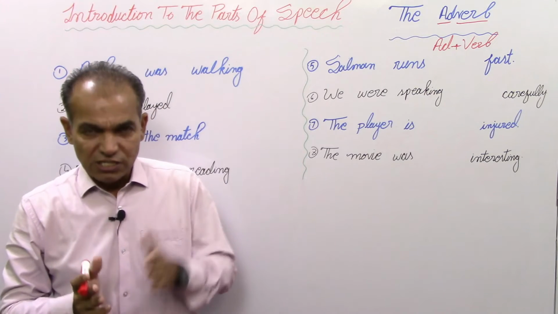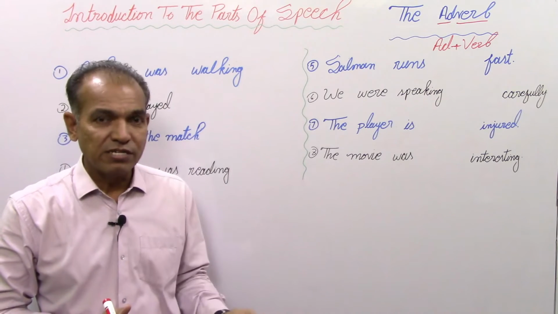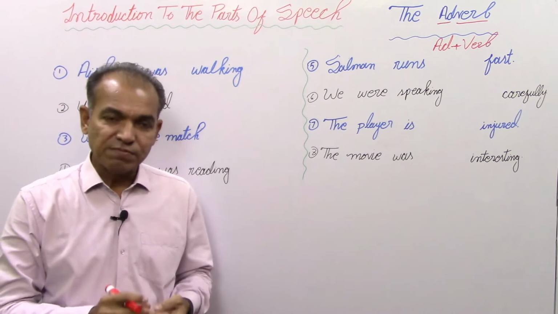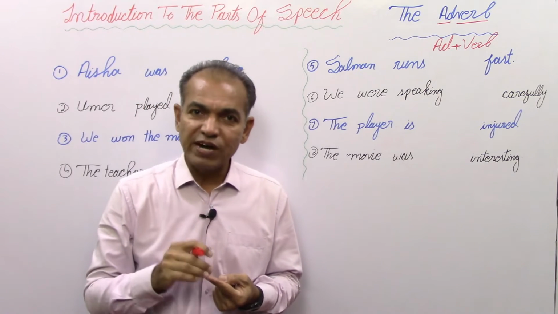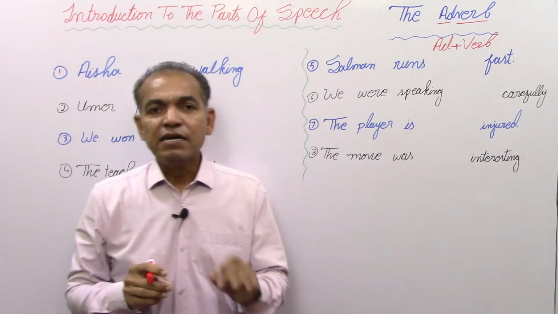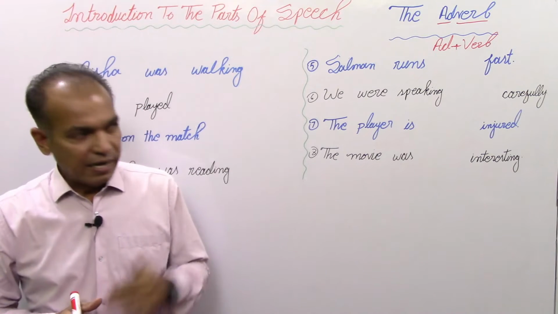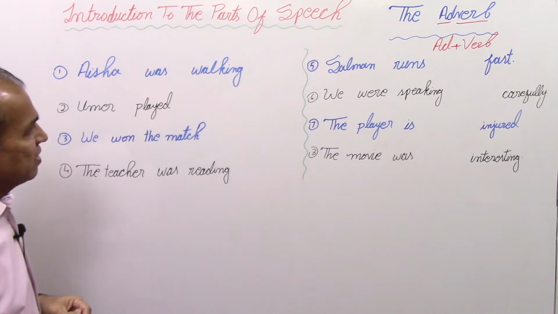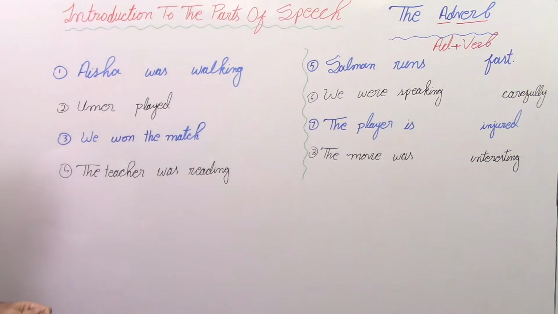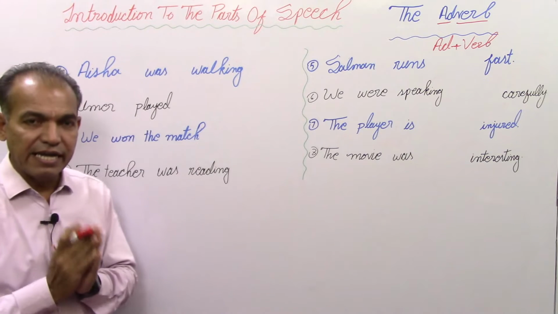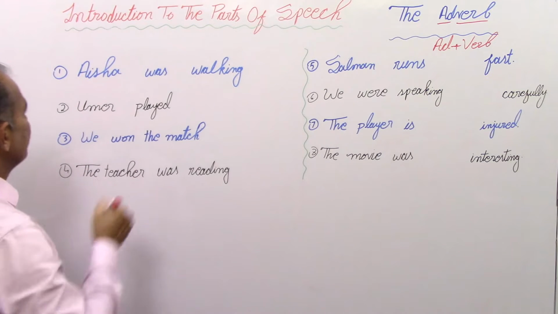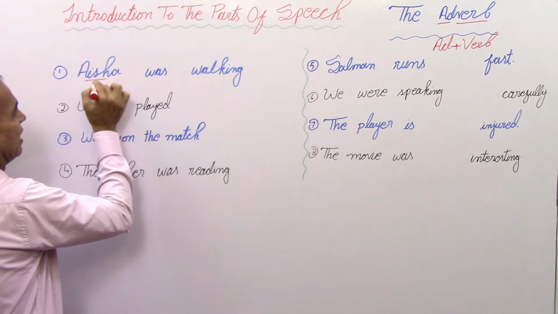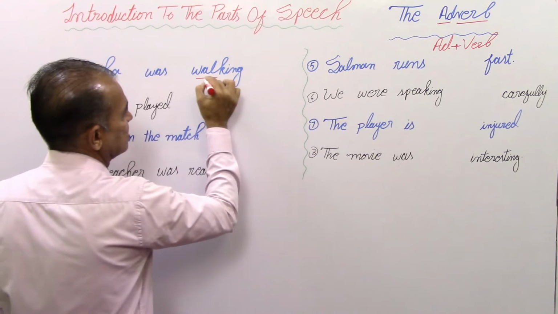But in addition to this duty, it also performs two other duties. And what are those two duties? That it will also modify an adjective and another adverb as well. Let's try to understand with the help of these examples. You can see, guys, there is a sentence, Aisha was walking. Now this sentence is complete in itself. Aisha is subject. This is verb.